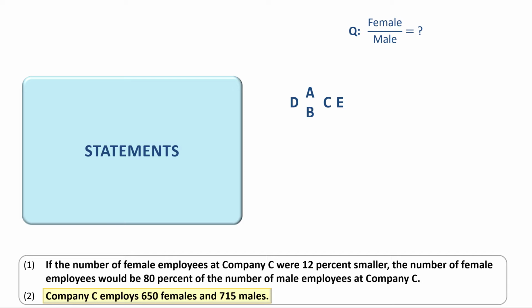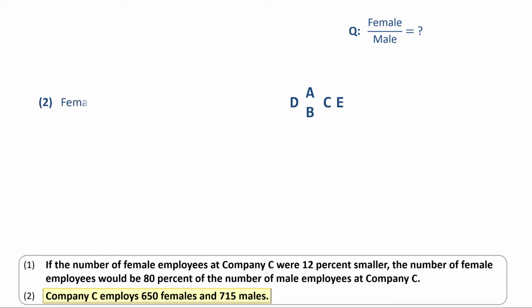We might as well start with this easier statement, especially since under the time pressure of the exam, we might not be able to process both statements. So let's write 2: female equals 650 and male equals 715. Is this sufficient to answer the question? Yes, because we now know that the ratio female over male is 650 over 715. Thus, statement 2 is sufficient.